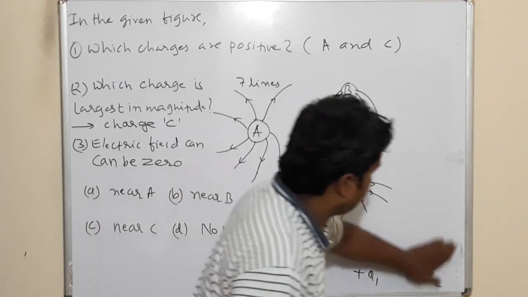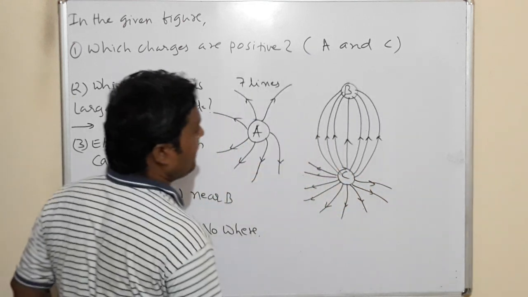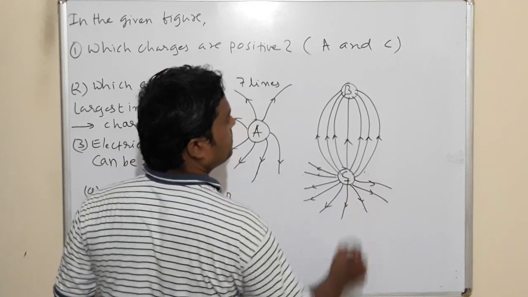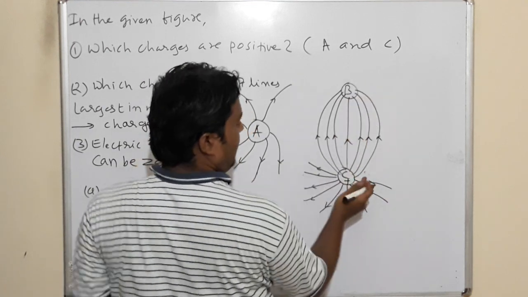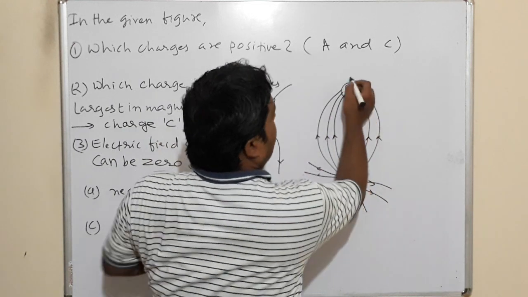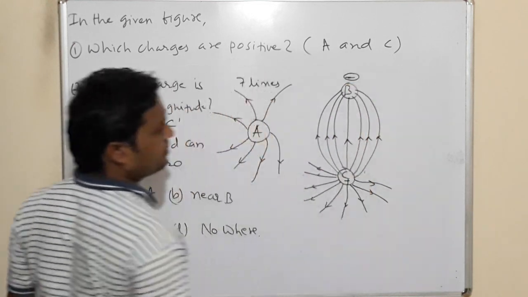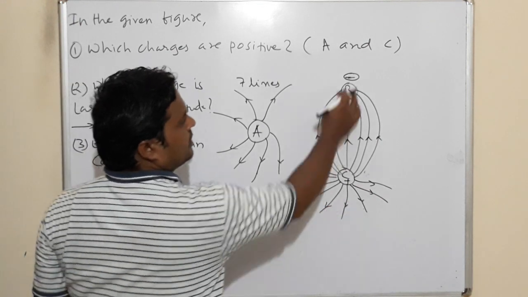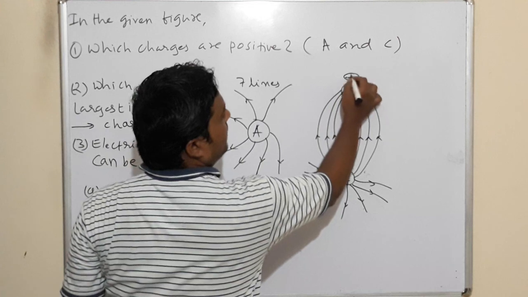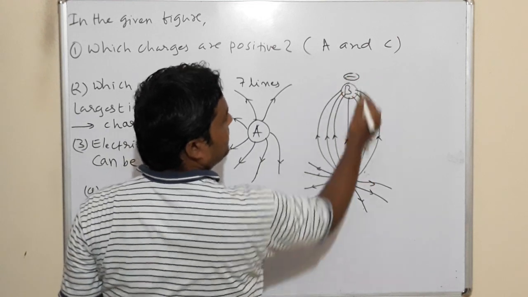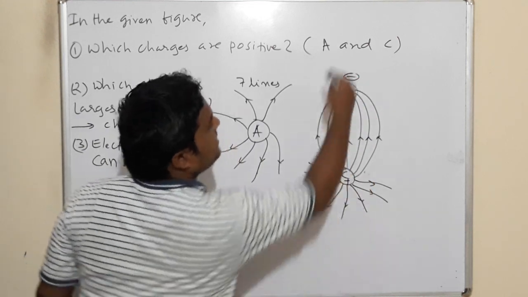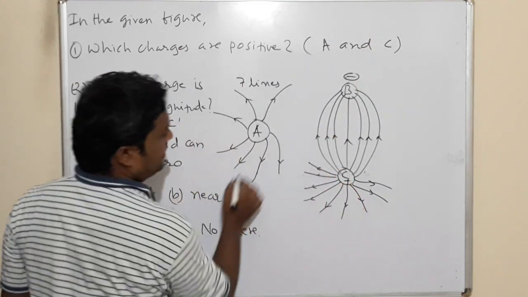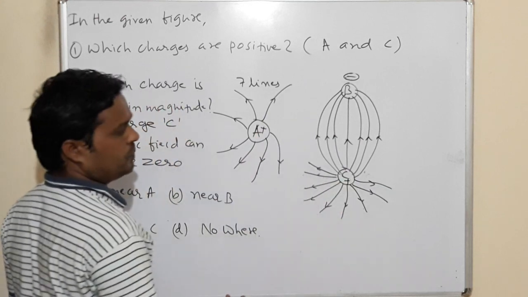Then if I see here, this is plus, C is plus. The electric field lines are going towards B. That means it should be minus. If it is plus and it is minus, then the electric field line will exist outside. If there are two positive charges, A is positive, B is positive.